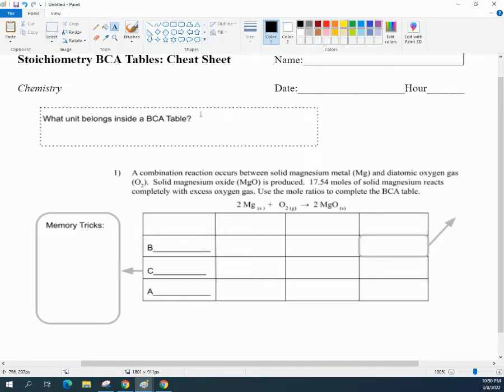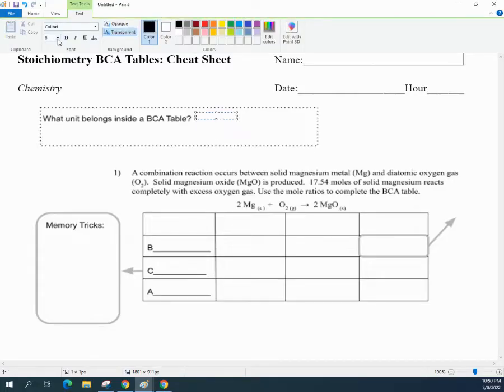First things first, what unit belongs inside a BCA table? And the answer to this is only moles. Moles only, forever and ever and ever. If you put anything else other than moles inside this table, you're going to have a bad day.